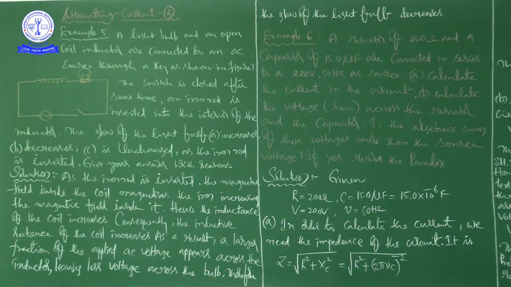Now A. Calculate the current in the circuit. Right. So first we have to calculate the current in the circuit. Next B. Calculate the voltage across the resistor and capacitor. Right. So we have to calculate the voltage across the resistor and the capacitor. Okay. Right. Now, is the algebraic sum of these voltages more than the source voltage? He is asking whether it is more or not. If yes, resolve the paradox.